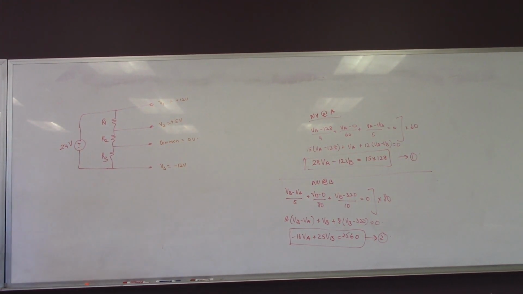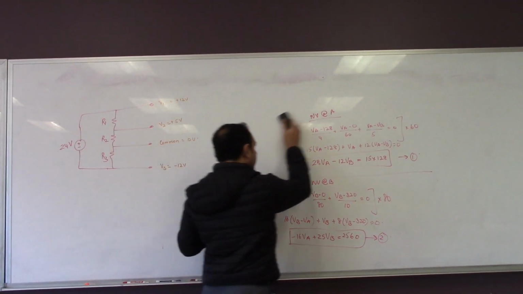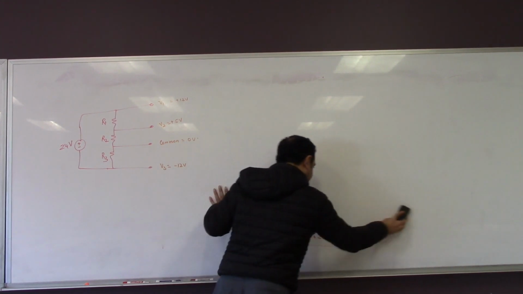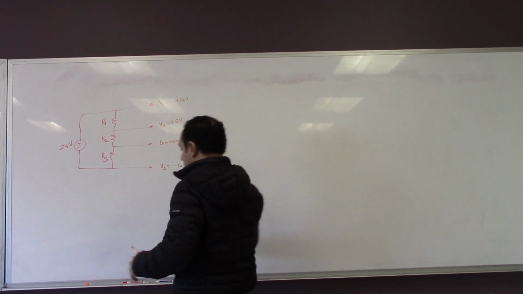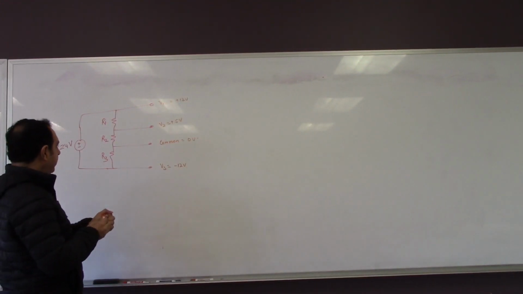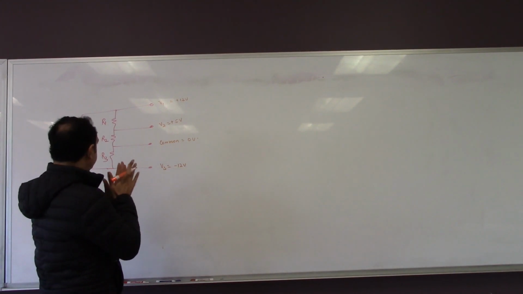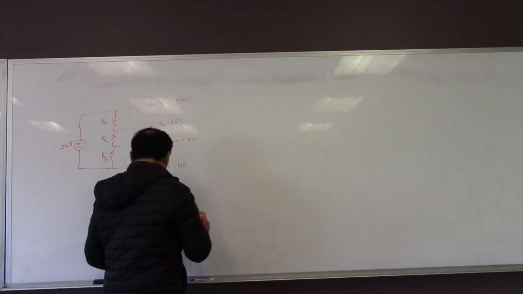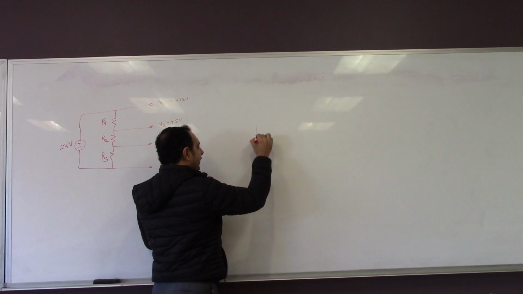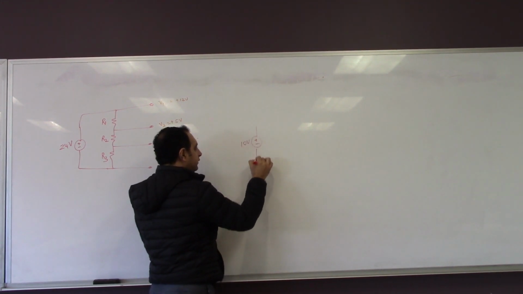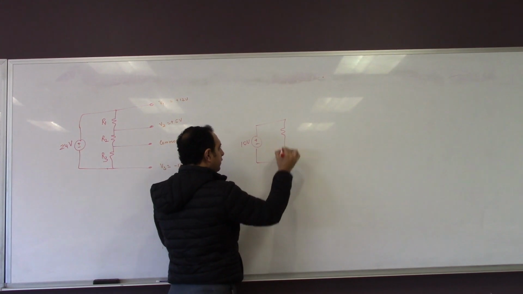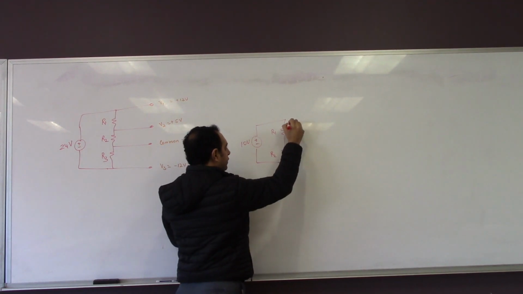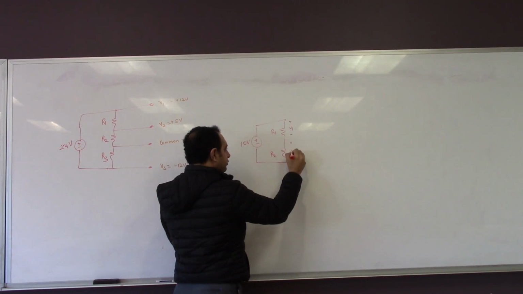Let me leave this here for a second and let me show you what it means. We'll take an example with 2 resistors and then we can do this for this case also. Let's take this. Let's say I have 10 volts here. And let's say this is R1 and this is R2. The voltage across this will be V1 and the voltage across this will be V2.